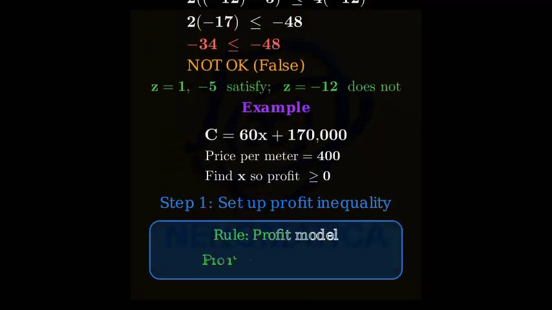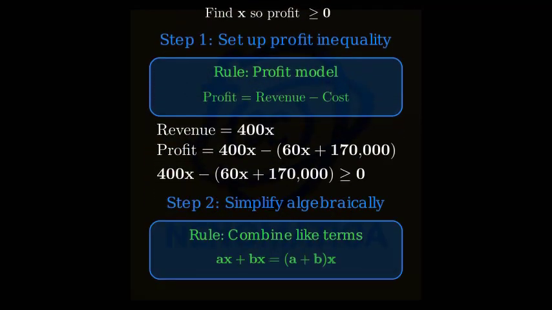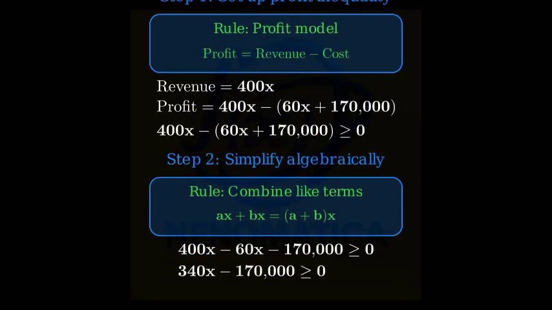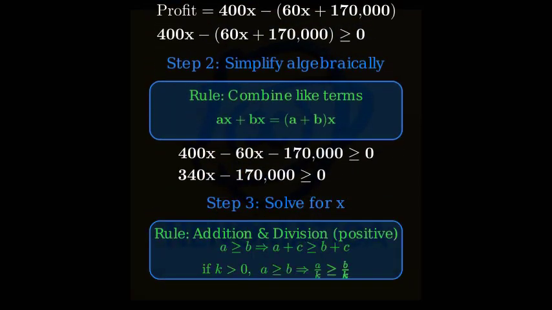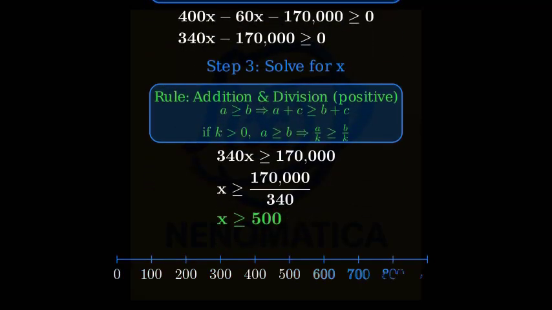Step 1. Profit equals revenue minus cost. With price 400 per meter, revenue is 400x. To avoid loss, we set profit greater than or equal to 0. Step 2. Distribute the minus sign and combine like terms. Step 3. Move the constant to the right and divide by the positive coefficient 340. The inequality direction stays the same. A number line view. All values from 500 to the right work, with 500 included.